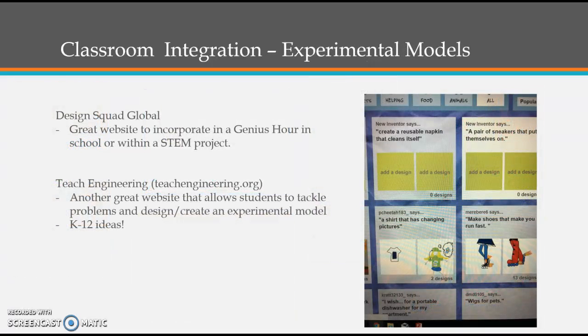So when it comes to experimental models, this was a little bit harder because ultimately you'd be looking at designing something that students would create for the sake of answering a problem. So one thing I actually did end up finding was the Design Squad Global. It's a website in which they have different STEM projects you can do, and I have the picture here of the website, where they ask a question and propose a real world problem for which students would help design a solution.